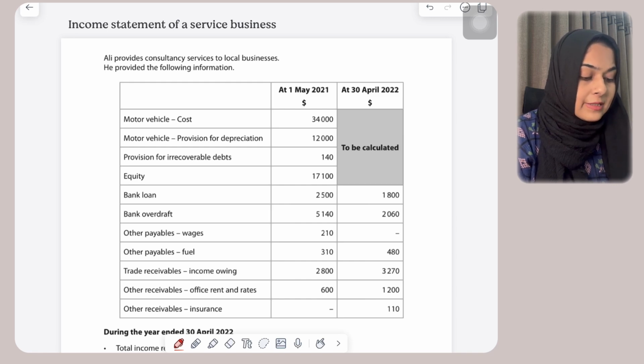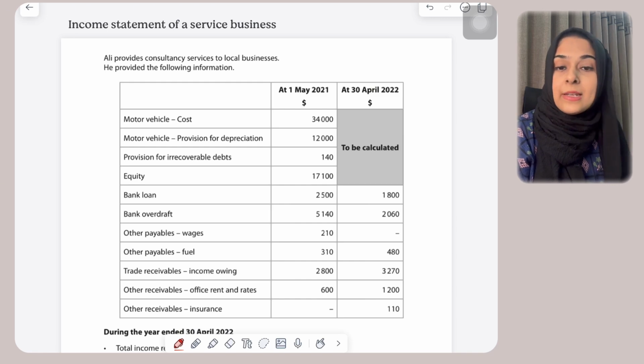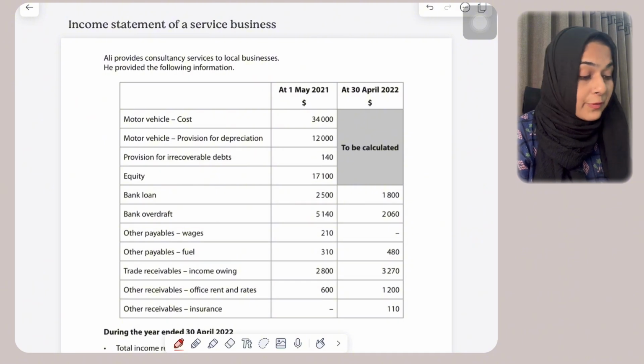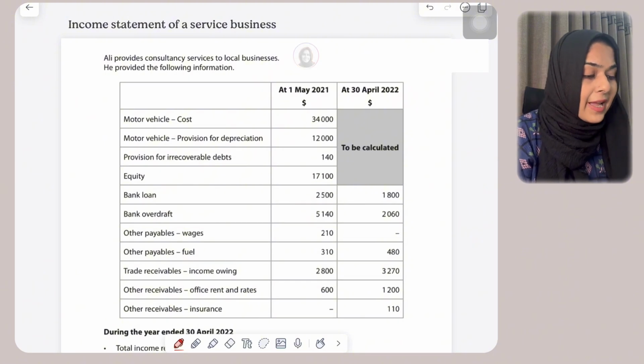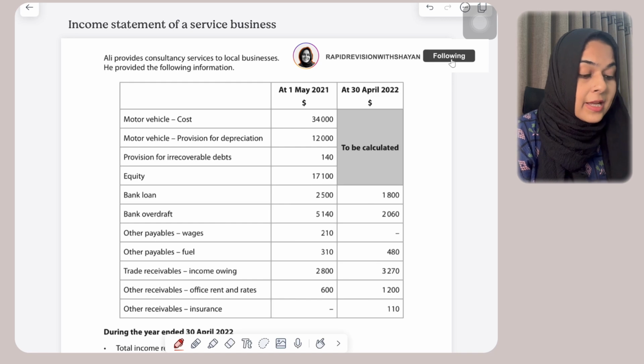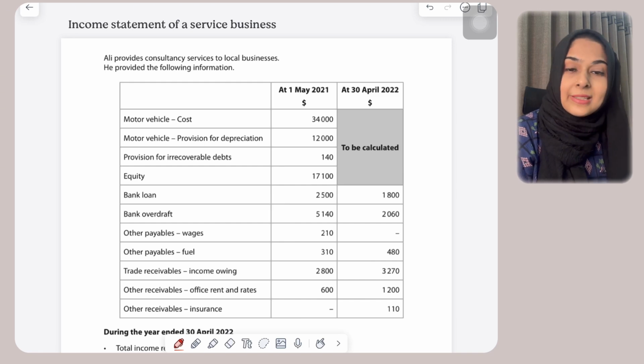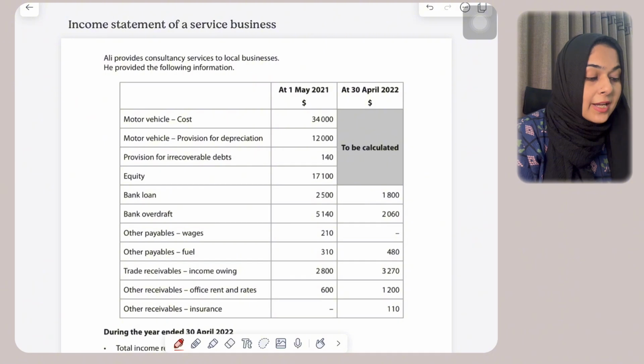They have given you this table in which they've given you opening balances and closing balances. If you look here, they've given you the opening balance of motor vehicle at cost, and the opening balance of provision for depreciation, but they haven't given you the closing balances of motor vehicle cost and provision for depreciation. They haven't given you the provision for irrecoverable debts at end, but that is what you need to calculate. They've given you equity at start, that is capital at start.